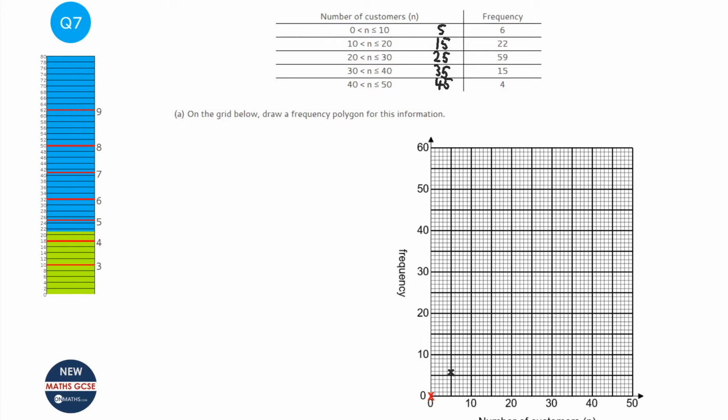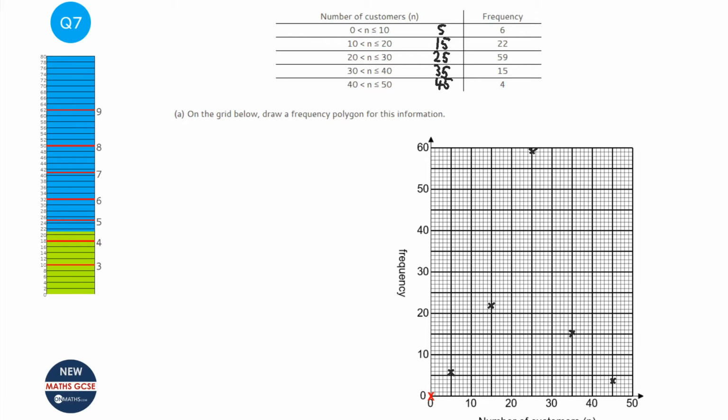Next one's 15, 22. So 22 would be about there. 25, 59, so 59 would be right up here. 35, 15, a little bit lower than that, but that's fine. 45, 4. Now we're only halfway done, and my points aren't exact because the screen I'm using isn't the most precise, but it's good enough.